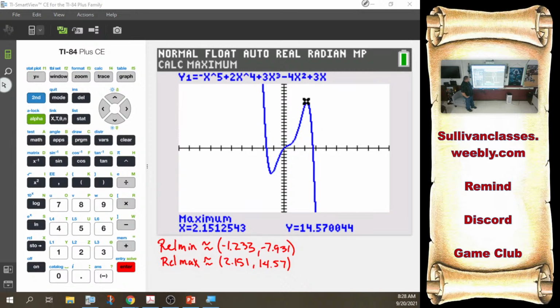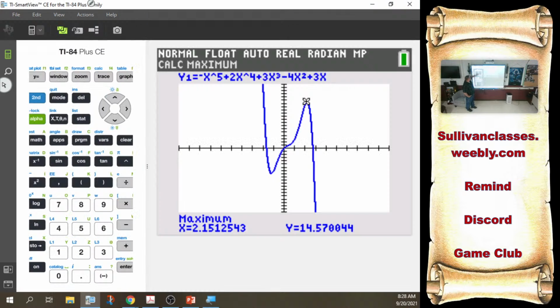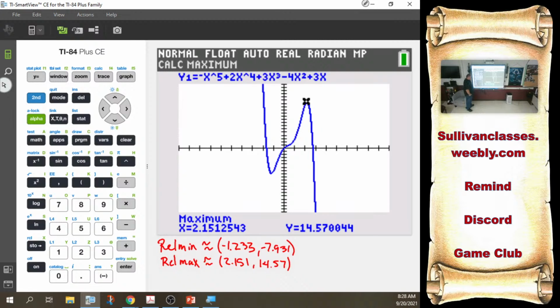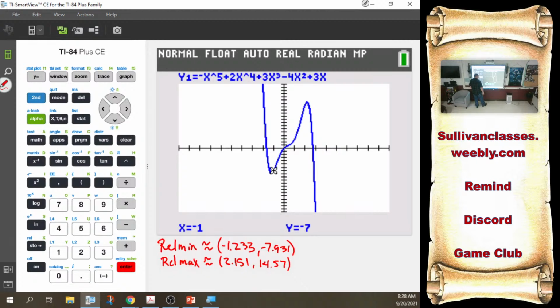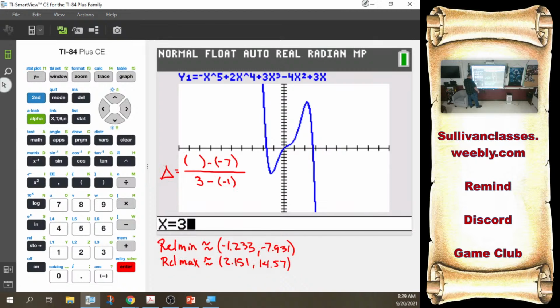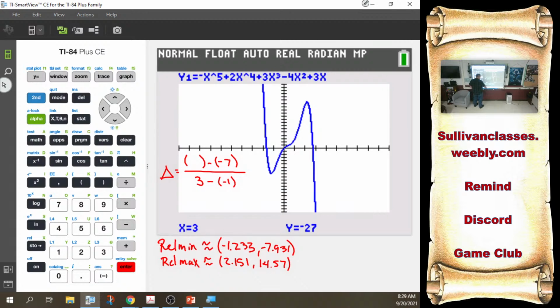And then what is the average rate of change on the interval from, was it -1 to 3? -1 to 3. Honestly, to find that, I would just trace this while I'm here and say at -1, what do we got? So the rate of change is x2 minus x1, y2 minus y1. So here it's at -7. And also to what, 3? Negative 27. Holy smokes.